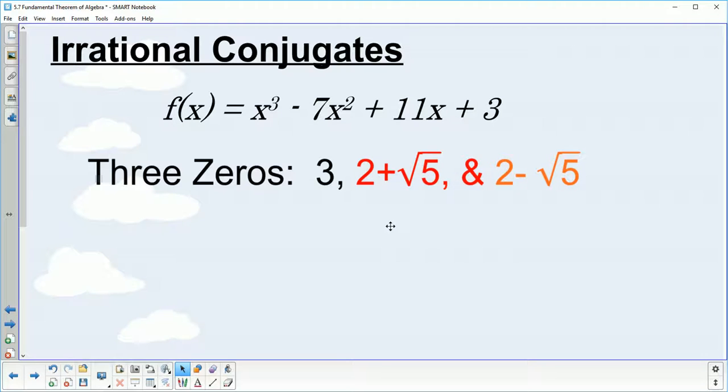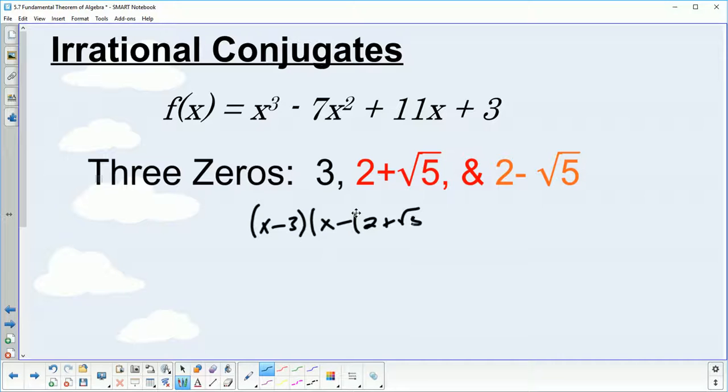And we could do the same concept. We could write those as factors. So this would factor to x minus 3, because of that first one. Then I'd say x minus, and in parentheses 2 plus square root of 5, and then the last one, x minus, and in parentheses 2 minus square root of 5. So if something is a zero, remember it's also a factor.